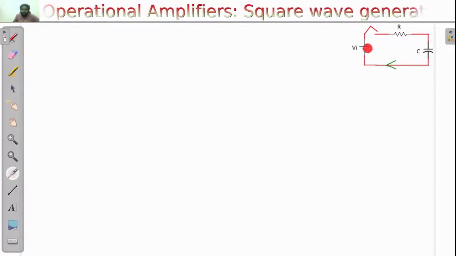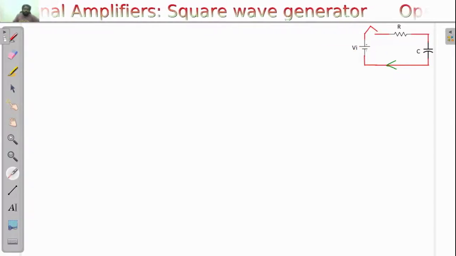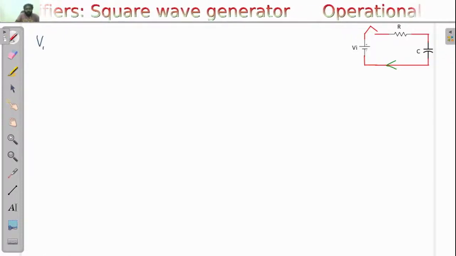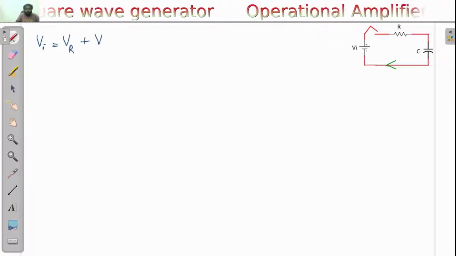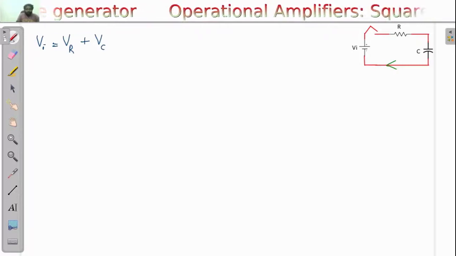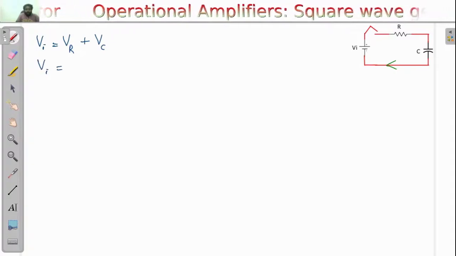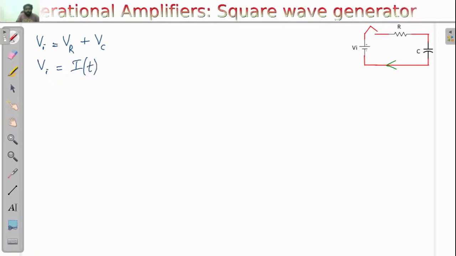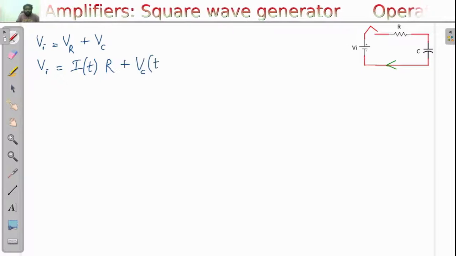Okay, so let us see what is happening here. You can see a differential equation working in this when you apply this switch. So let me write it down. The input voltage is equal to the voltage across the resistance plus the voltage across the capacitance, and we can write the voltage across the resistance as: input voltage is equal to I of t, that is current times resistance, plus Vc of t.